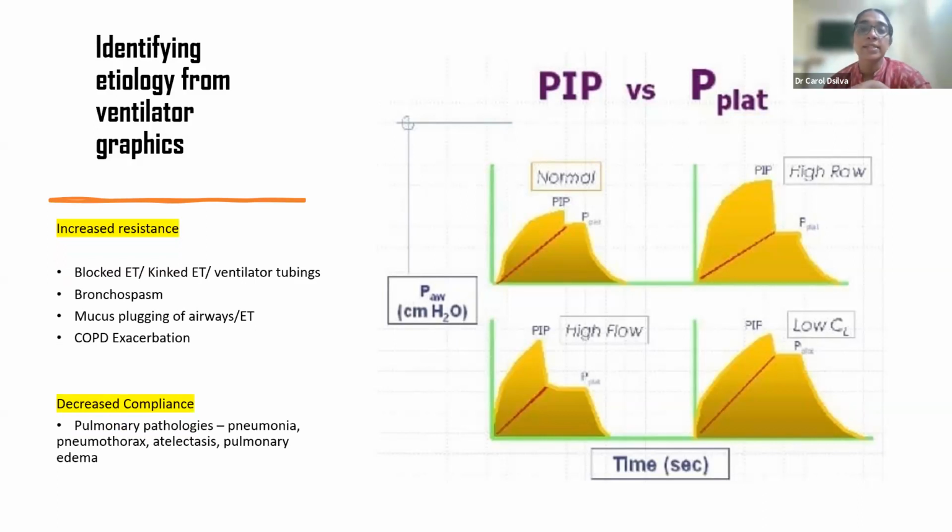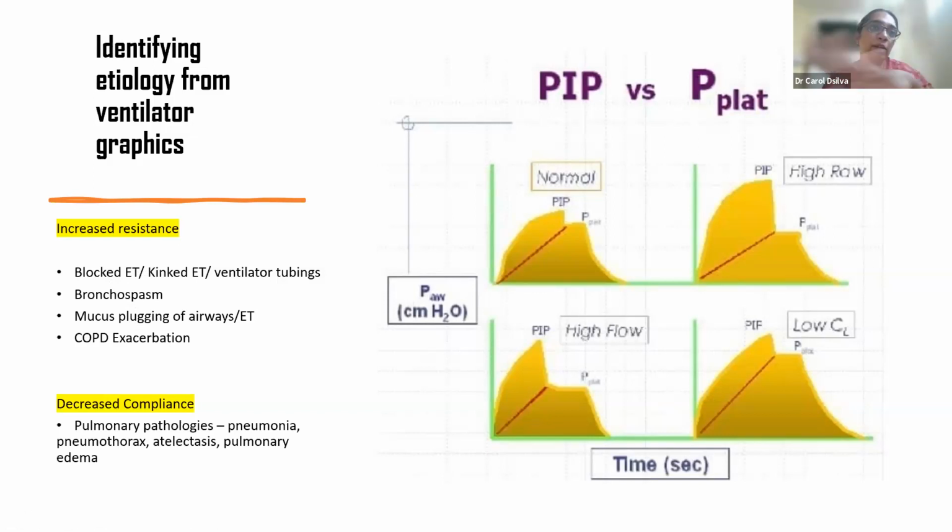If the compliance is normal, that means there's no pathology in the lungs or the parenchyma, this P-plat stays normal, but the peak pressures will go up. This will be seen with increased resistance, like a blocked tube, bronchospasm, mucus plugging, exacerbation of COPD. If there's a problem with compliance, both things will go up. The peak pressure will go up and the P-plat will also go up.